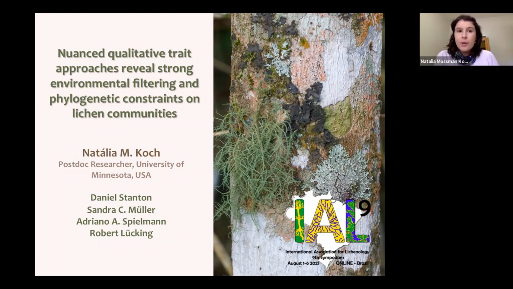Today I'm going to present my work entitled "Nuanced Qualitative Trait Approaches Reveal Strong Environmental Filtering and Phylogenetic Constraints on Lichen Communities." This work is co-authored by Daniel Stanton, Sandra Miller, Adriano Spielmann, and Robert Lücking.